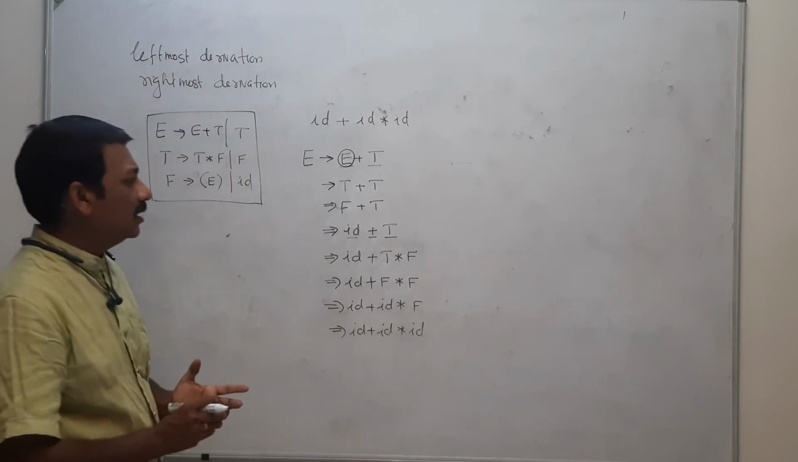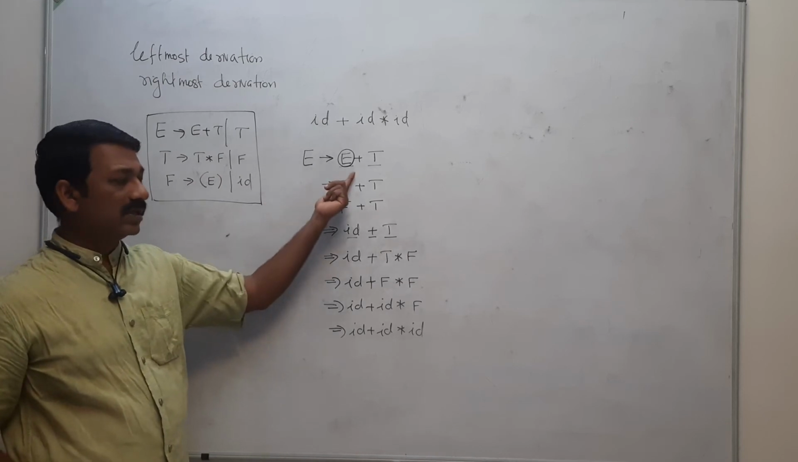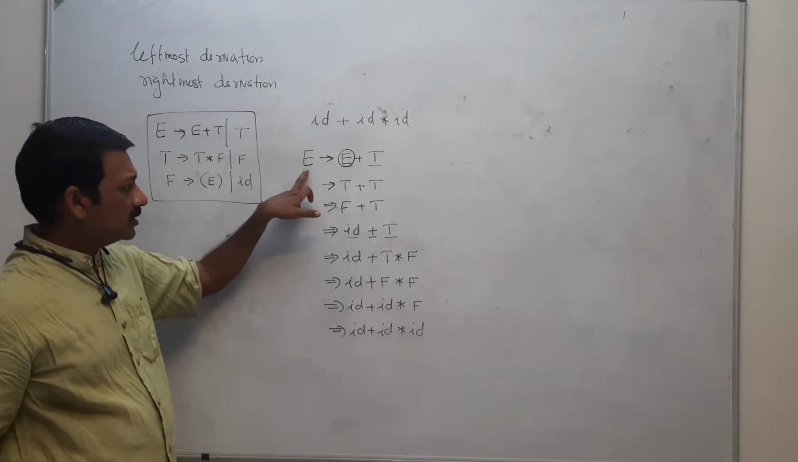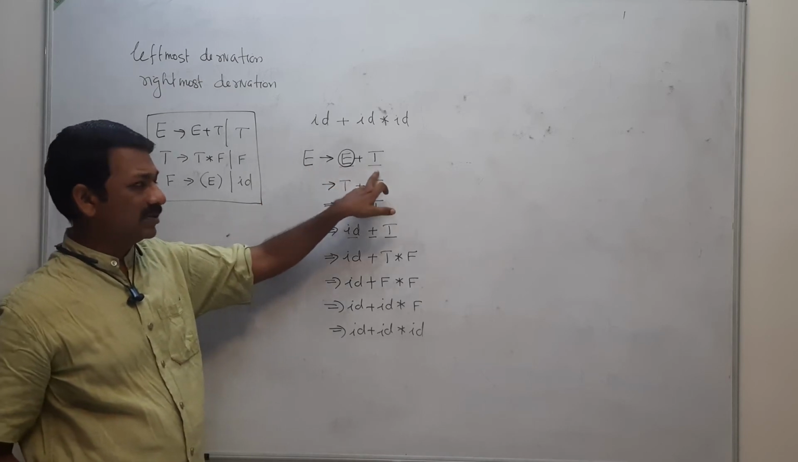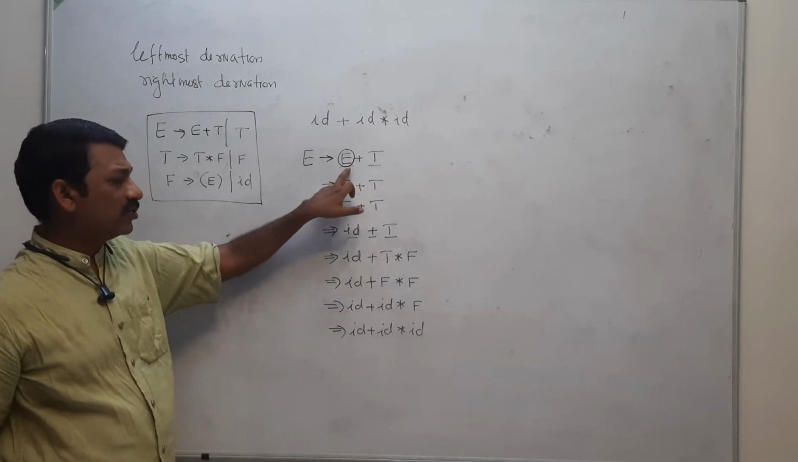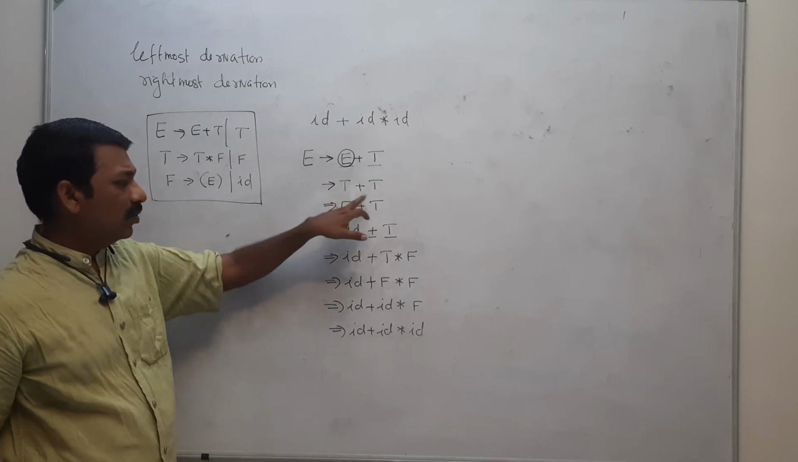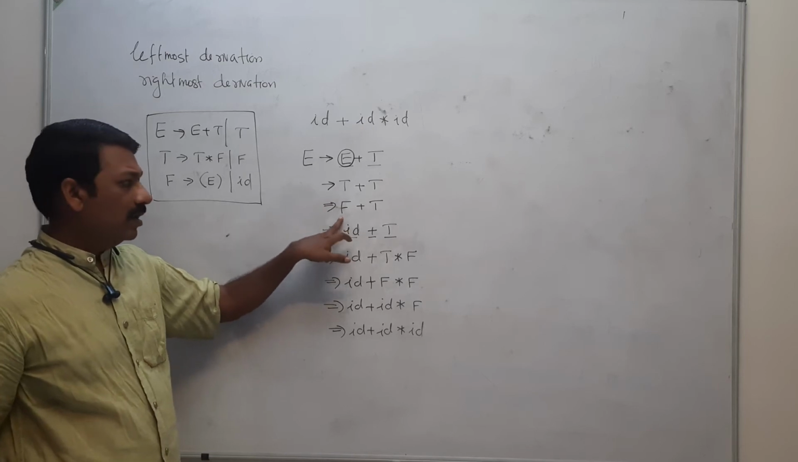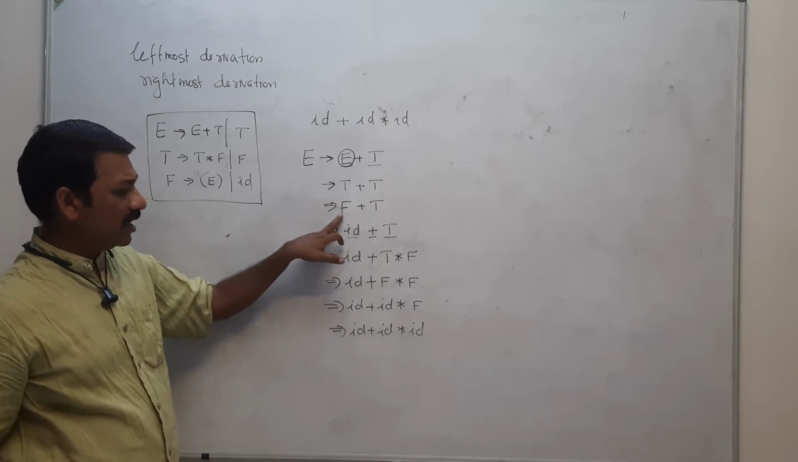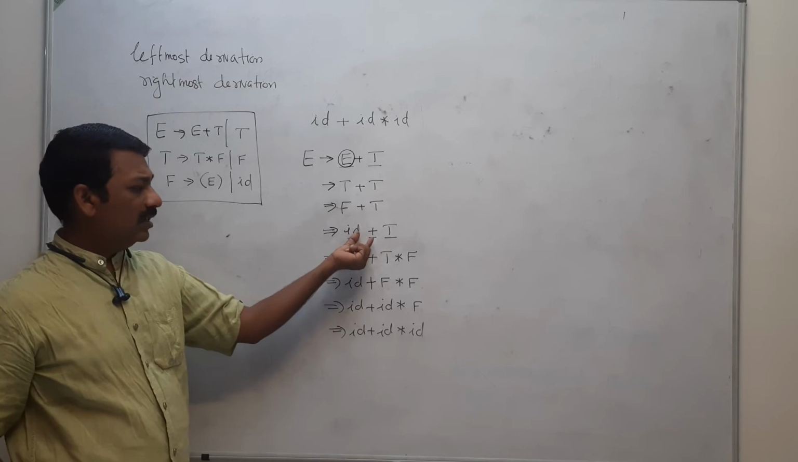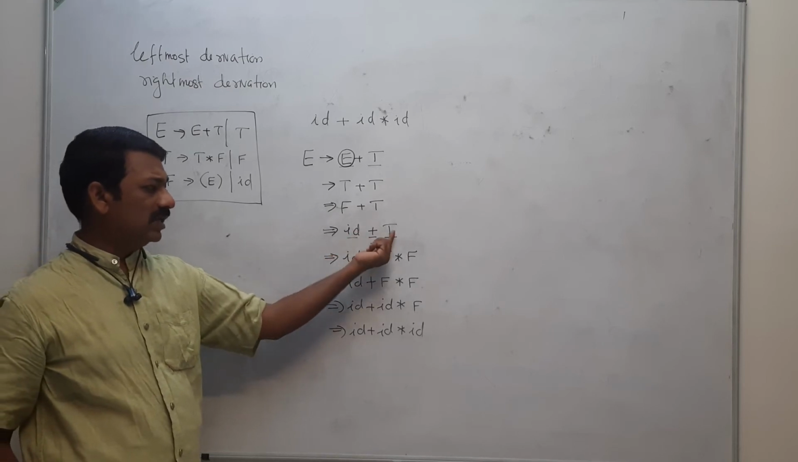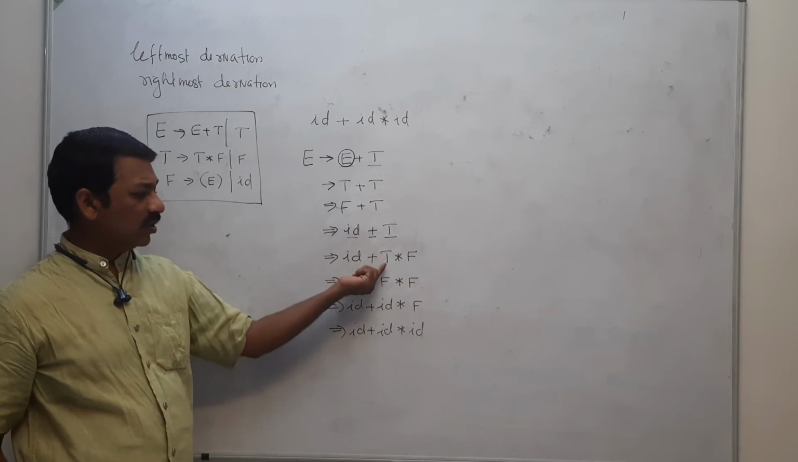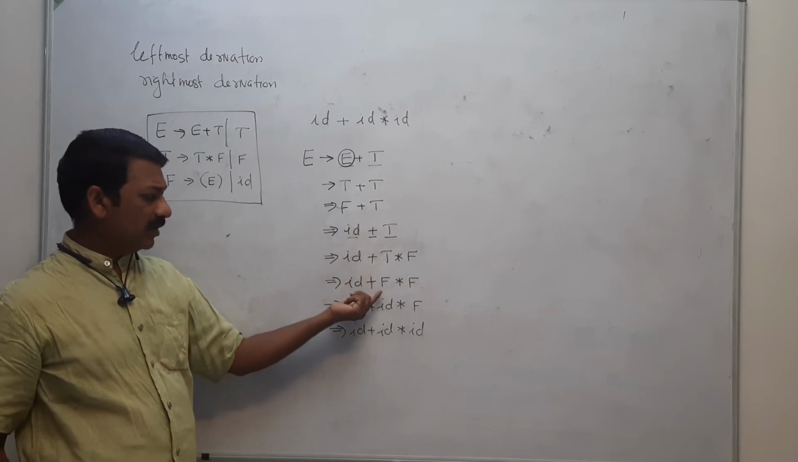That means from the start symbol you have the production E derives E plus T. Now you have replaced the leftmost non-terminal with T, then this leftmost non-terminal with F, and now the leftmost non-terminal is F and that is replaced with ID. In this step the leftmost non-terminal is T, which is replaced with T star F. Now here the leftmost non-terminal is T and that is replaced with F.